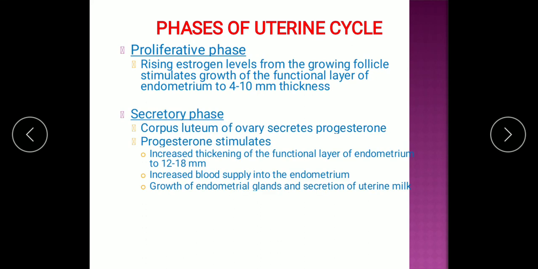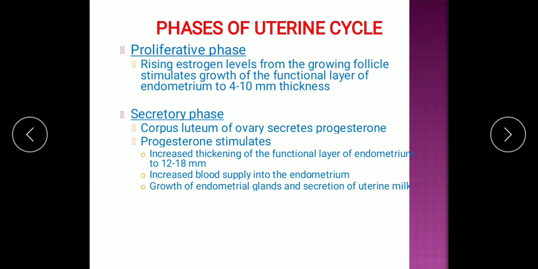Next one, secretory phase. The corpus luteum of the ovary secretes progesterone. Progesterone stimulates an increase in the thickness of the functional layer of the endometrium to 12 to 18 millimeters. It increases the blood supply in the endometrium, the growth of the endometrial glands, and the secretion of uterine milk.